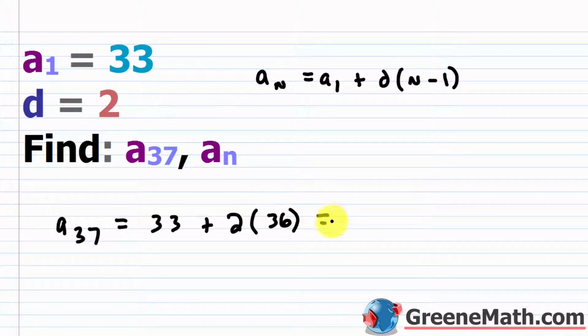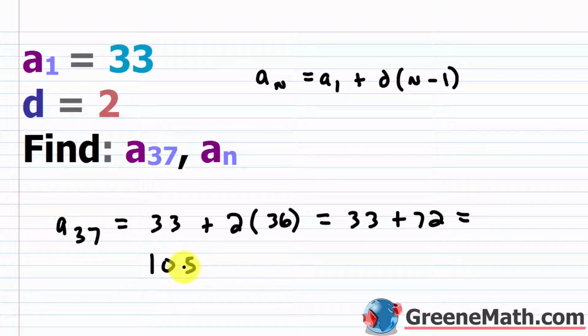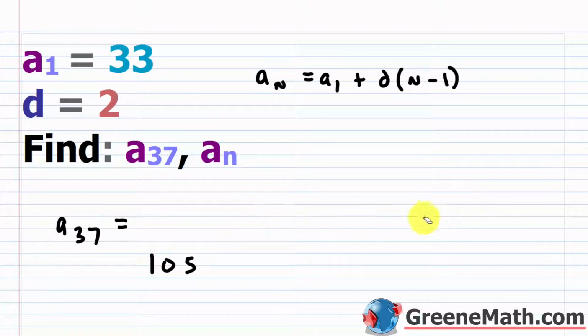This is all you need to do. This is very, very simple. Don't overcomplicate things. 2 times 36 is 72. And then 72 plus 33, which is going to be 105. Okay, so that's my answer for a sub 37. Let me just erase this and put this right here like this.